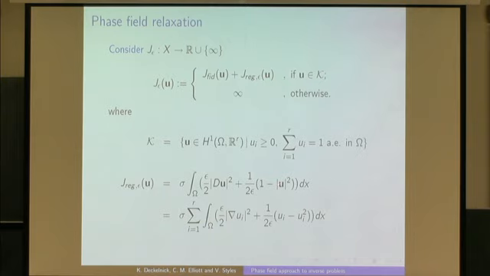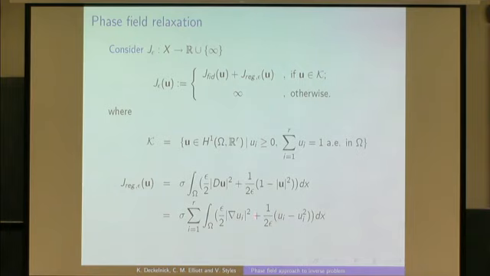And now it's convenient to write it in terms of the components of the vector u. And if you do this for the first part, it looks like this. You just sum up the gradients of the components. And for the second part, you rewrite the 1 here in terms of the sum of the components. So this is what you get.